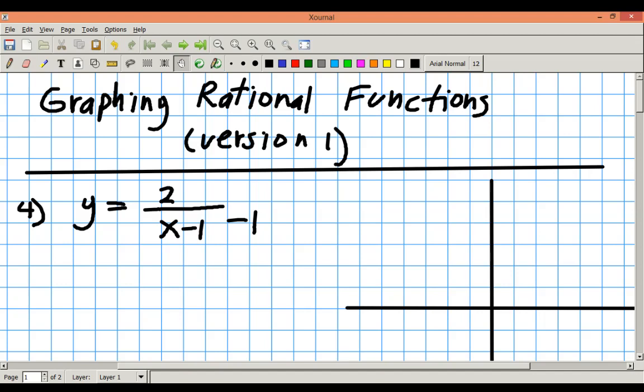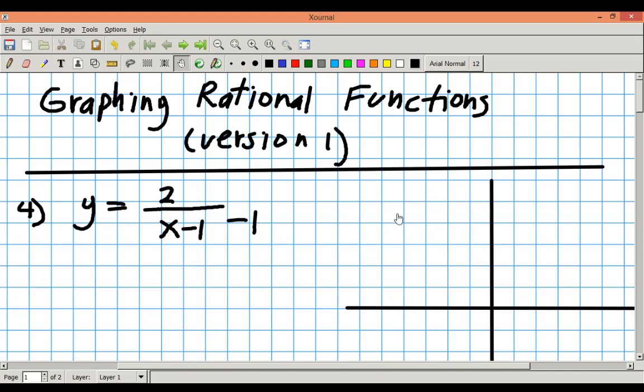All right, I do want to do number 4 with you. And so you see the equation there. So y equals 2 over x minus 1, and then minus 1 on the end. Remember, three things are different from the parent function. It is stretched a bit because of the 2, and the whole graph is moved to the right 1, and it also is moved down 1.